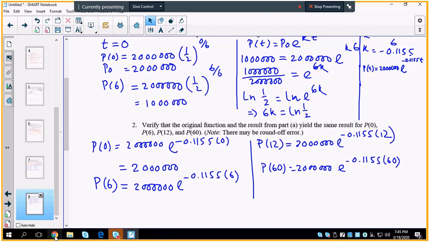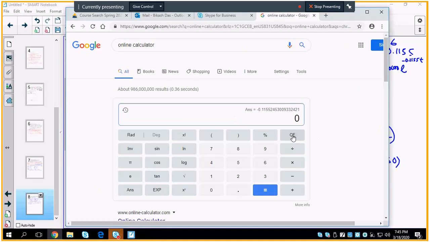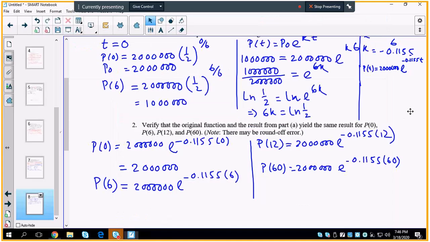So we'll start with t equal to 6 first. It is minus 0.1155, that's the decay rate, times 6. And I take the exponential power of this number, so e to the power the answer. And then I multiply this by 20,100,000. So I get, rounded to the nearest whole number, 10,000,147. Approximately 10,000,147.